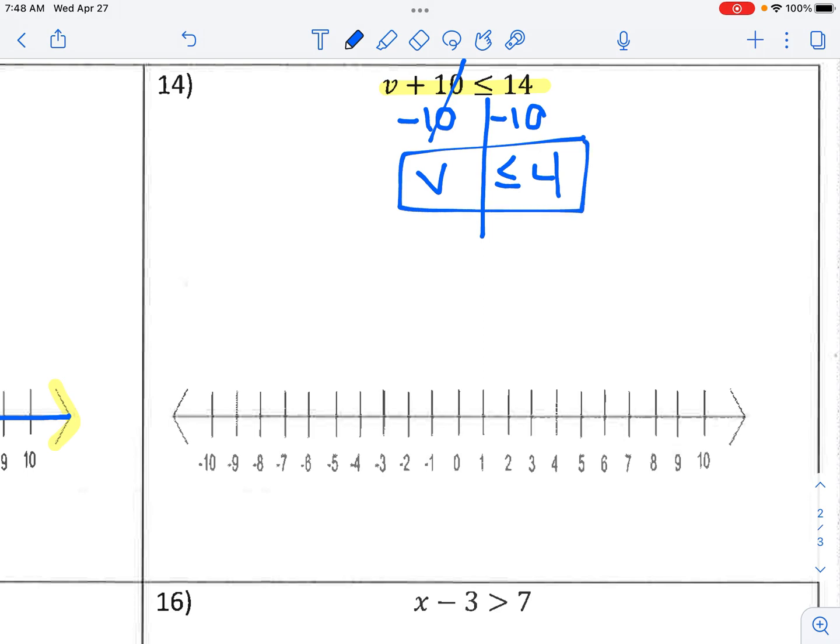So there's our solution. Find 4 on your number line and put a circle there. Look at the direction of the arrow of less than. Find the matching arrow on your number line. Darken your number line going to the left. And since this is less than or equal to 4, we're going to close our circle.